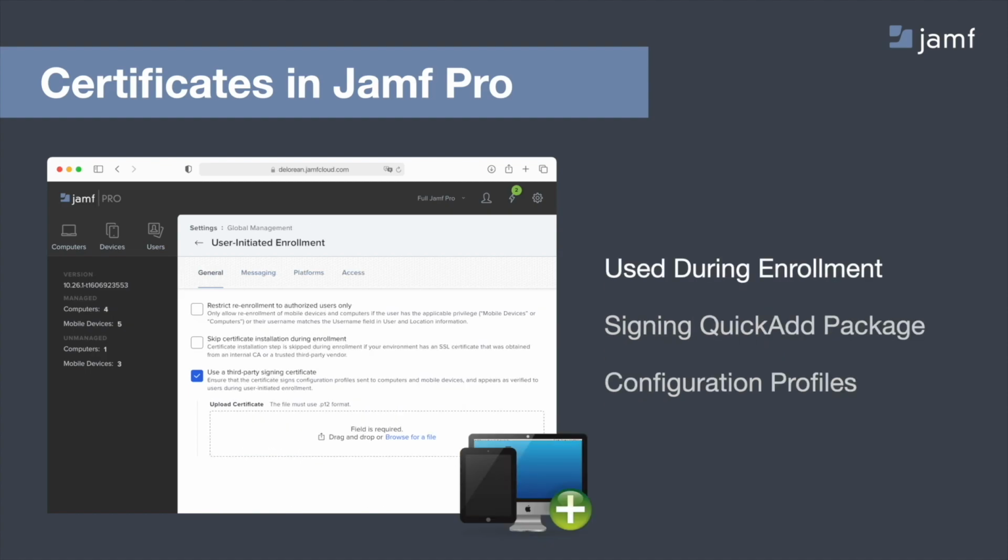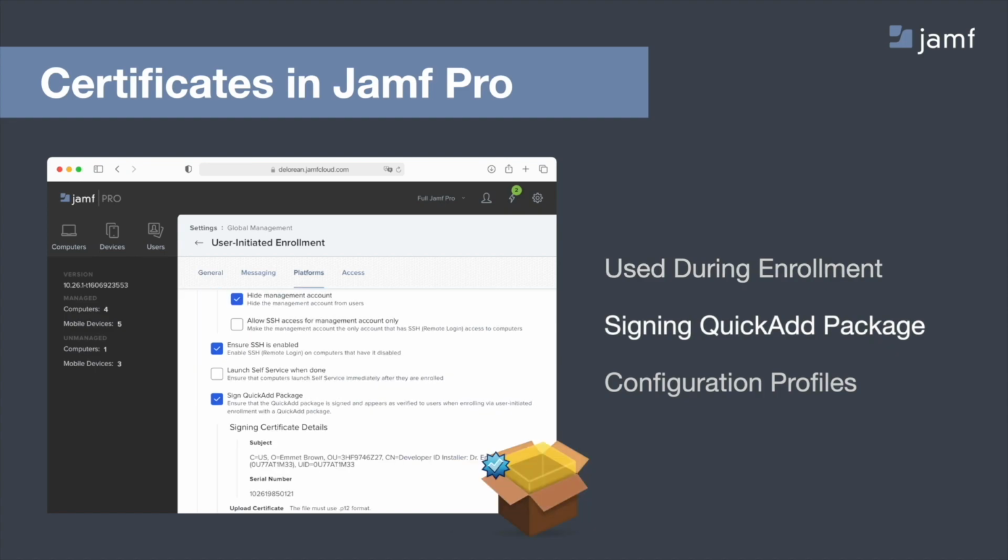A third-party signing certificate can be used during user-initiated enrollment as opposed to the self-signed cert from earlier. And for Mac UIE, we have the option to sign the Quick Add package so the user can more easily trust and run the installer. Although slightly less important nowadays, signing the Mac enrollment package requires an app distribution certificate from Apple. This same cert is used by Composer to sign your other packages.